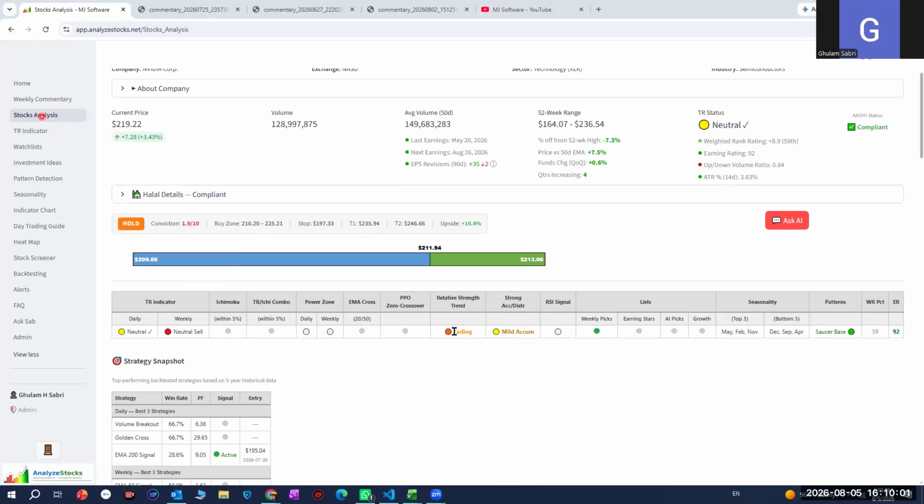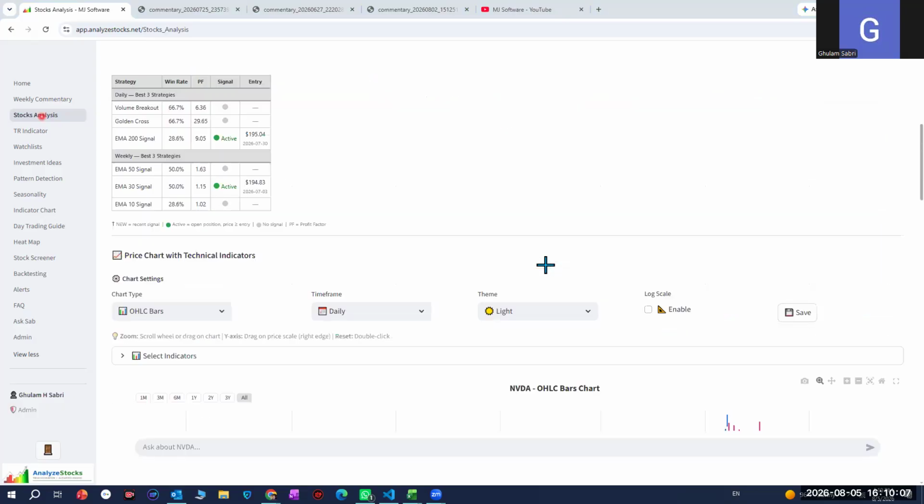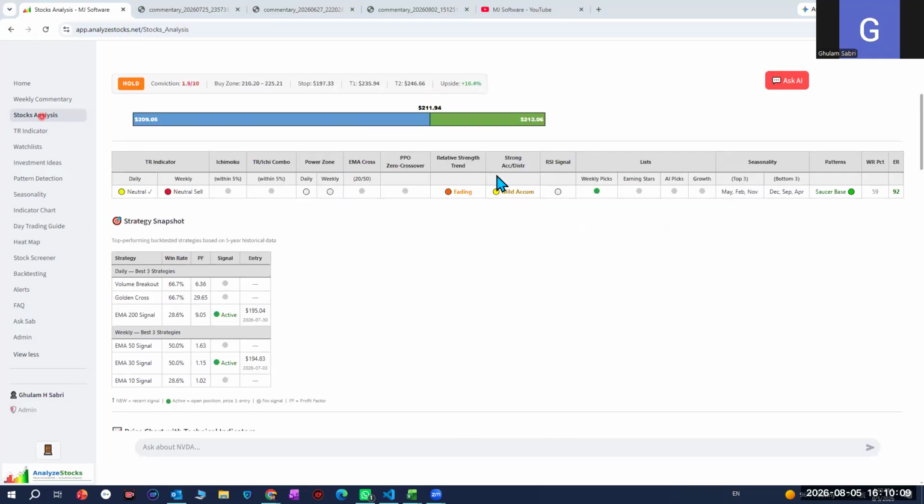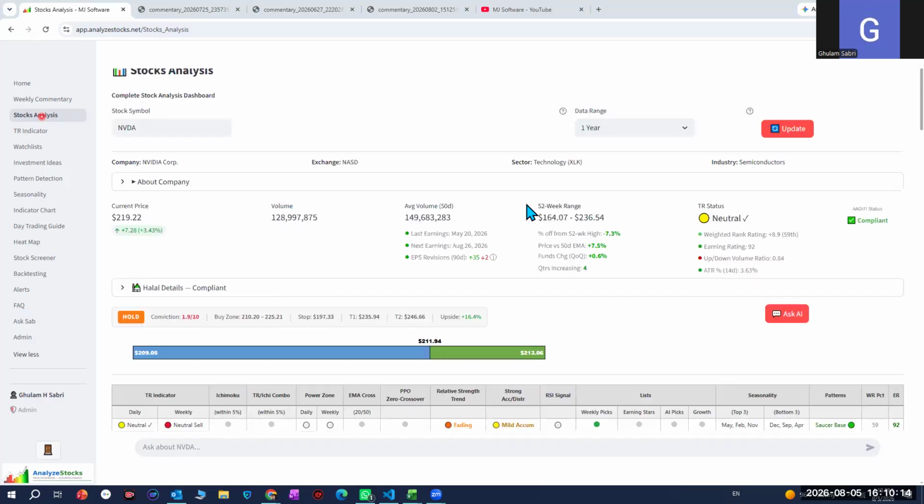But these things are pulling it down. To me, these are very, very important: relative strength and accumulation distribution. It should be accumulated. What does accumulated mean?